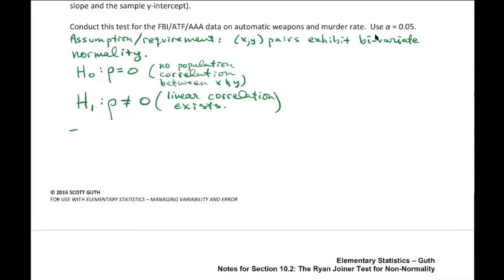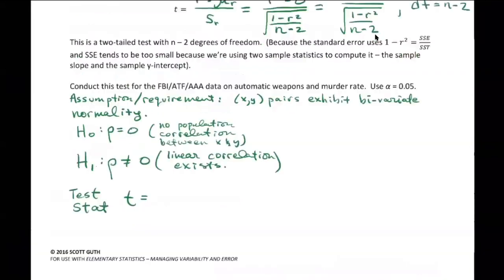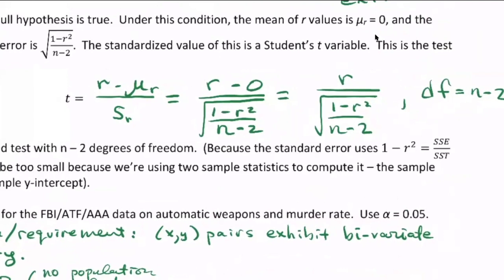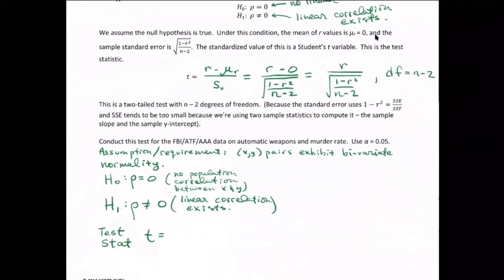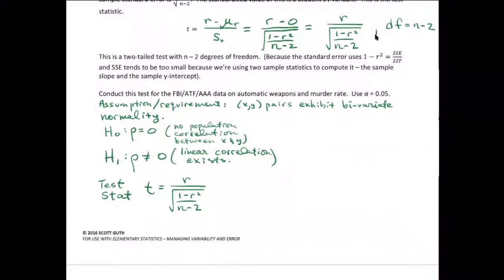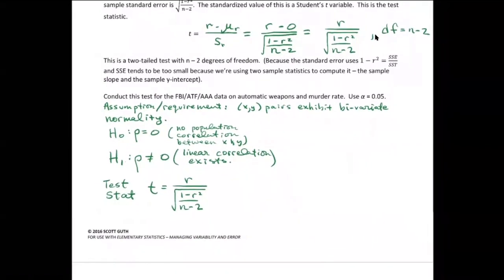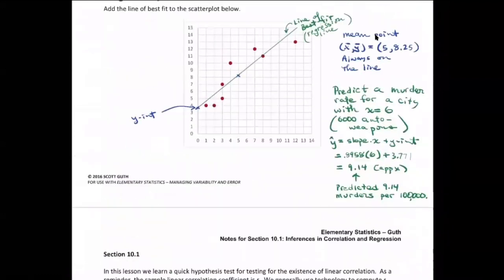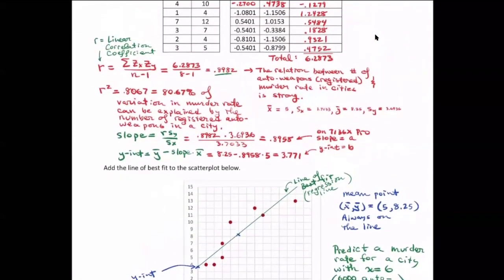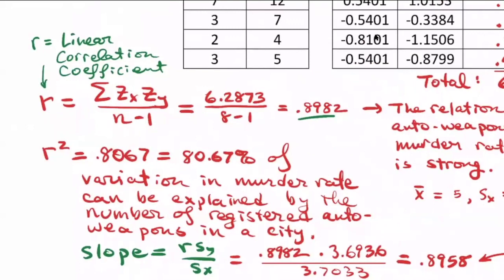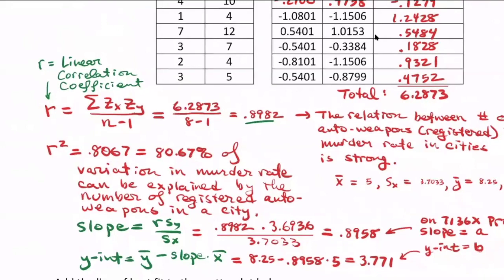Okay, we have a test statistic. That's above. As I say, it's a t-test, so there's your t statistic. So I think I'll just copy that down. Okay, and I think we have an R value, so let me grab the R value from the previous page right there. So here's R, 0.8982. And N was 8.